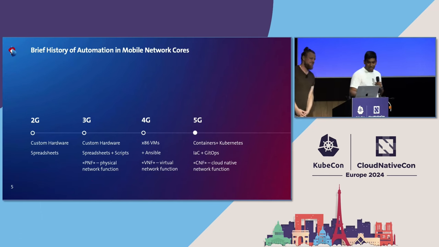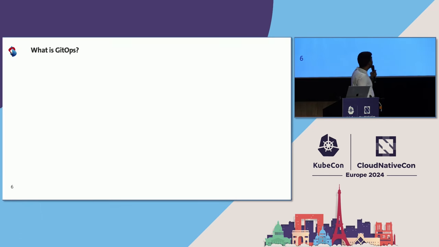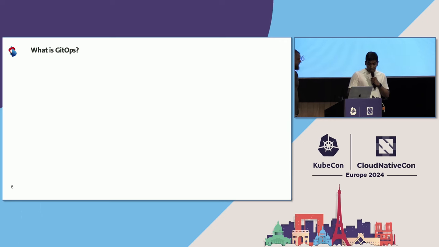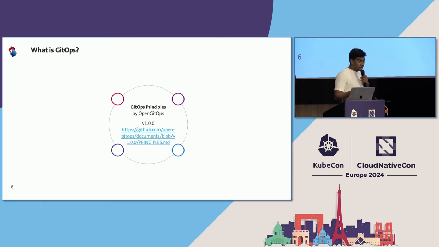Thank you. So let's talk about GitOps. What is GitOps? For us, GitOps is not a tool. It's a way of working or a way of implementation. The project called OpenGitOps has defined four principles, so I would like to go through them now.